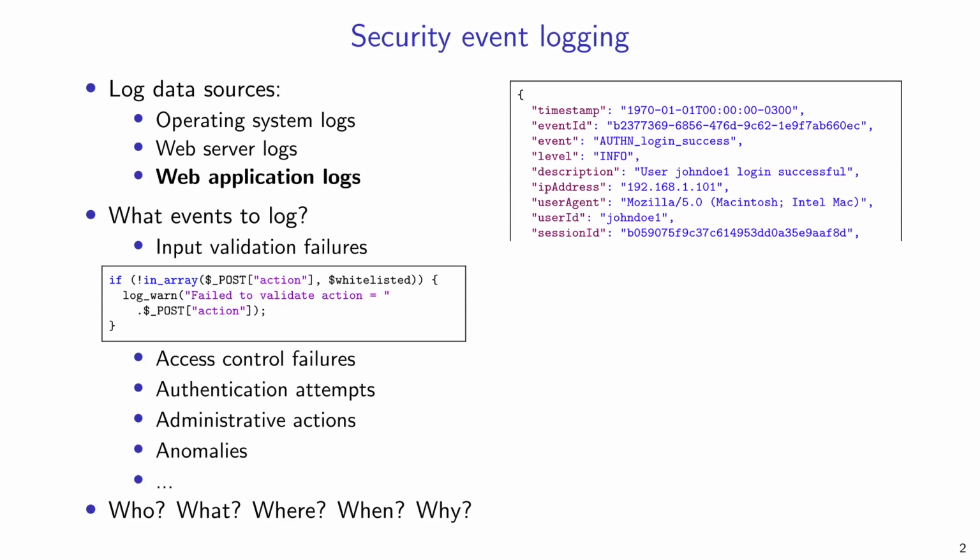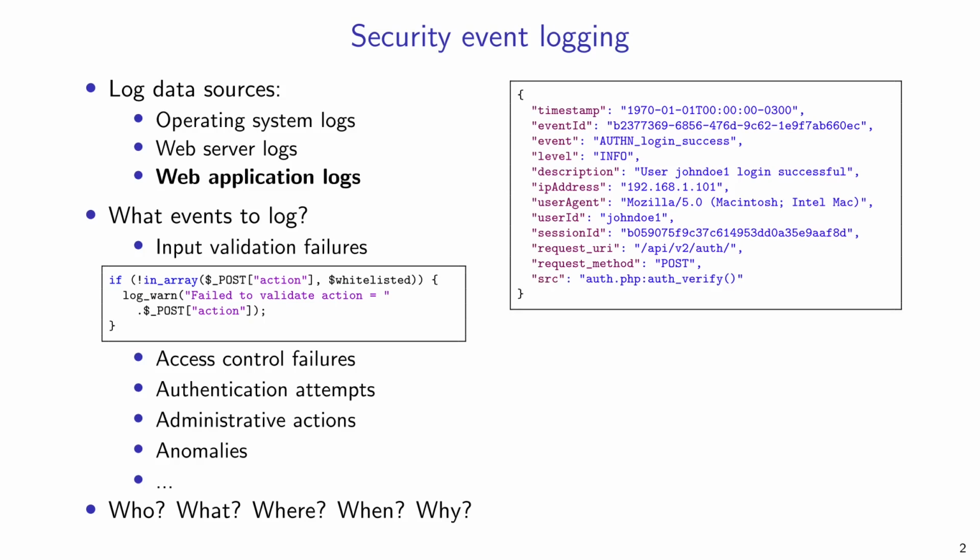Otherwise, anyone who sees the log entry could potentially hijack the user's session. Because of this, and because session tokens may be regenerated during a single login session, it may be better to use a separate session identifier here, distinct from the one that is used in session tokens. Then a request URI and method to identify the request that triggered the event. And here we can also include the application file and function name involved. This allows us to more easily trace the issue back to a specific function of our application.